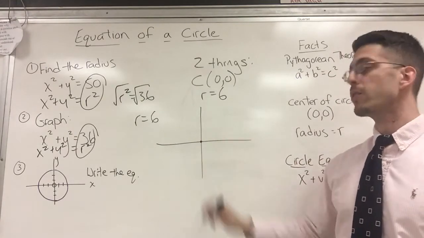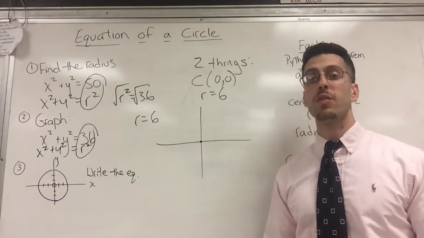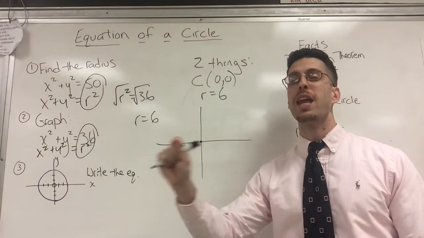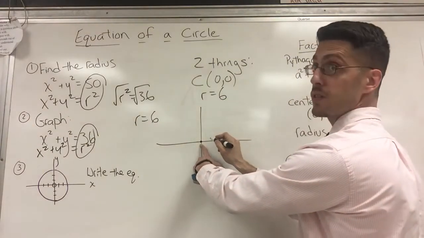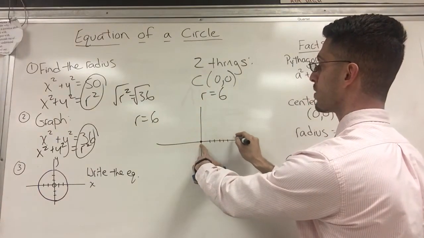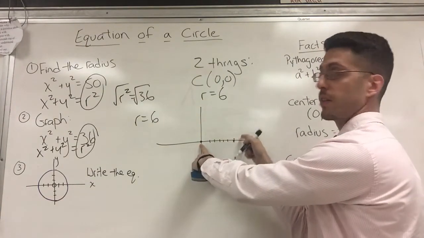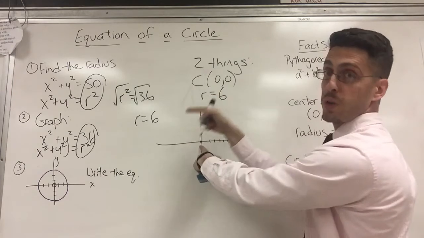My center is here. My radius is 6. What did we say the radius is? The distance from the center to anywhere on the circle. So you get your compass. You measure out to 6. 1, 2, 3, 4, 5, 6. There's a point there. Then when you swing, you got your circle.